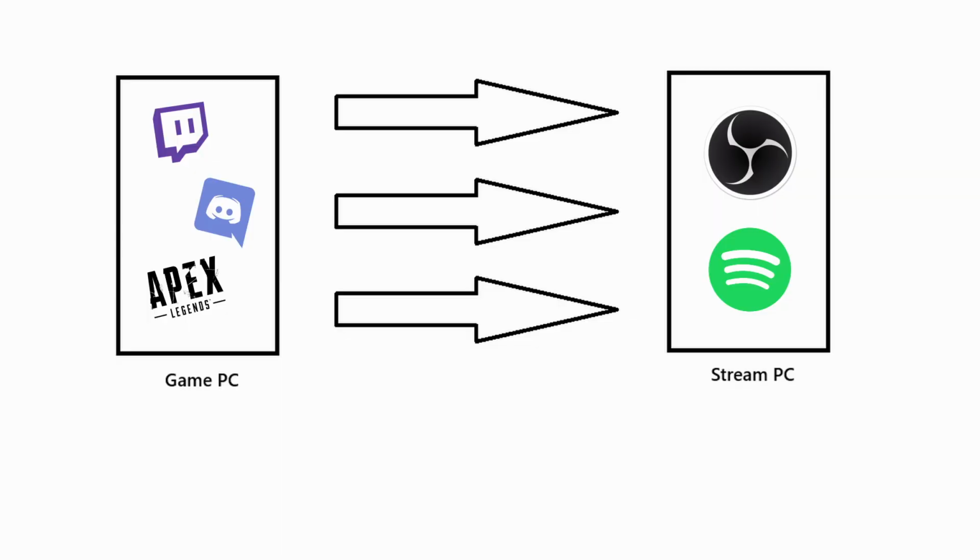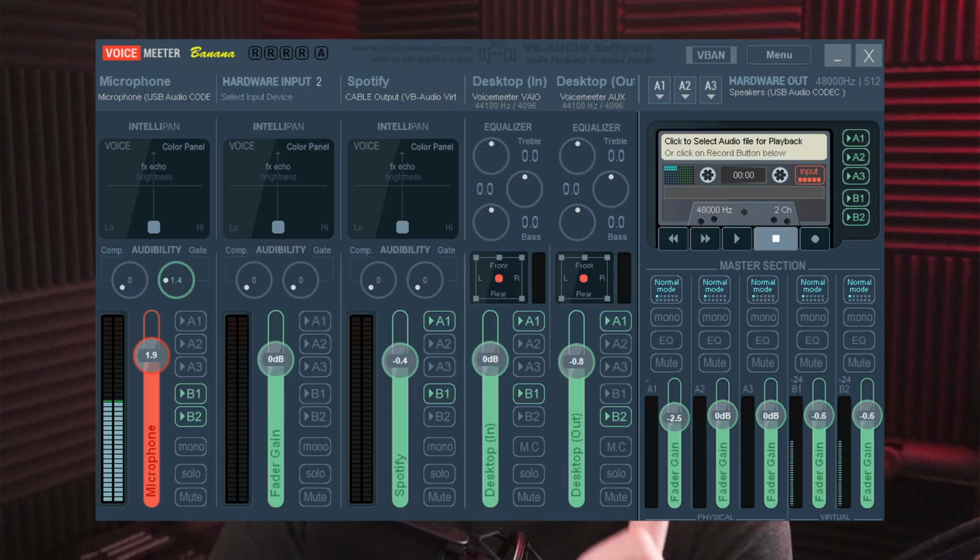This is also the most complicated way to do this, because you are not using a GoXLR. We have to independently send each audio track over to the other PC using various different networking and stuff like that. And we do this with one program, Voicemeeter Banana.